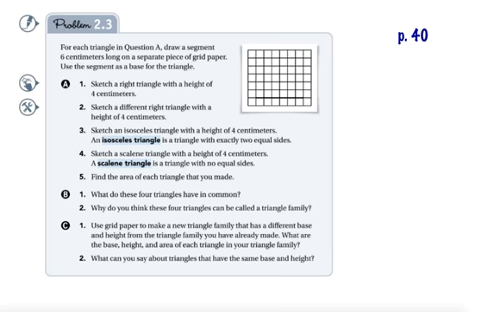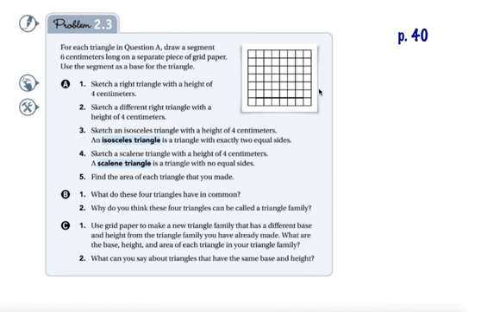Graders, we're on Covering and Surrounding 2.3. Today's lesson starts on page 40. So it says, for each triangle in question A, draw a segment 6 centimeters long on a separate piece of grid paper. Use the segment as a base for the triangle.